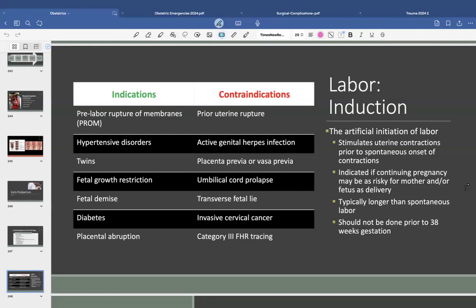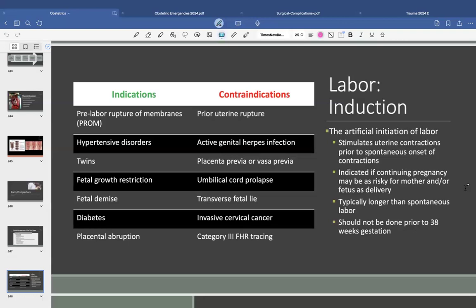If you just continue with the pregnancy and you need to have the baby sooner than later, you might want to induce. These types of childbirth situations take longer than a spontaneous labor, oftentimes. You should not induce labor before 38 weeks gestation unless emergent.